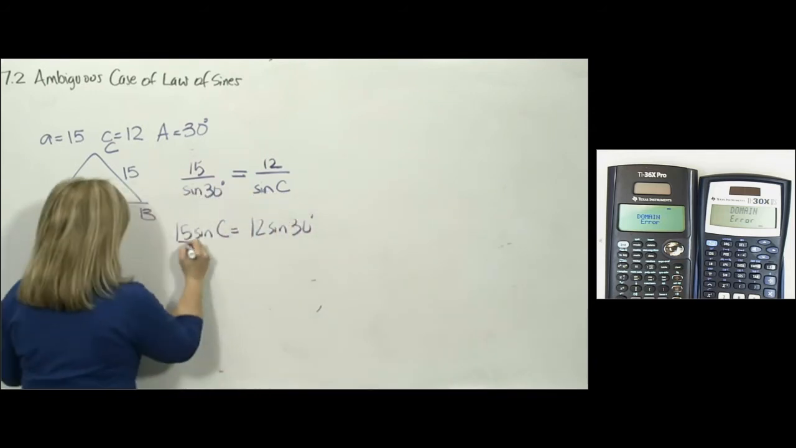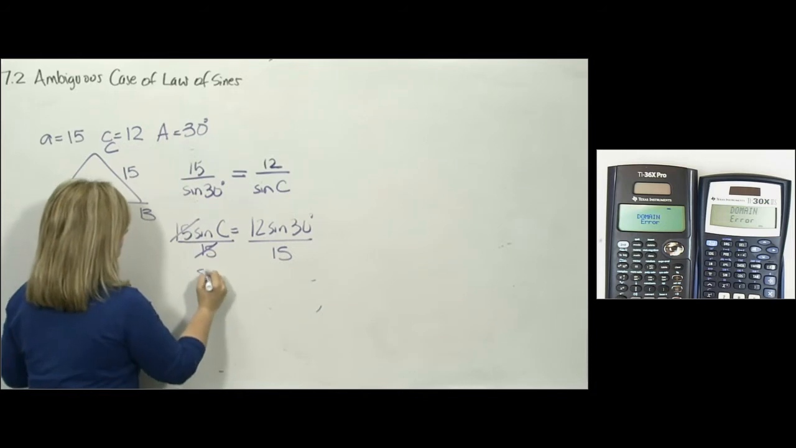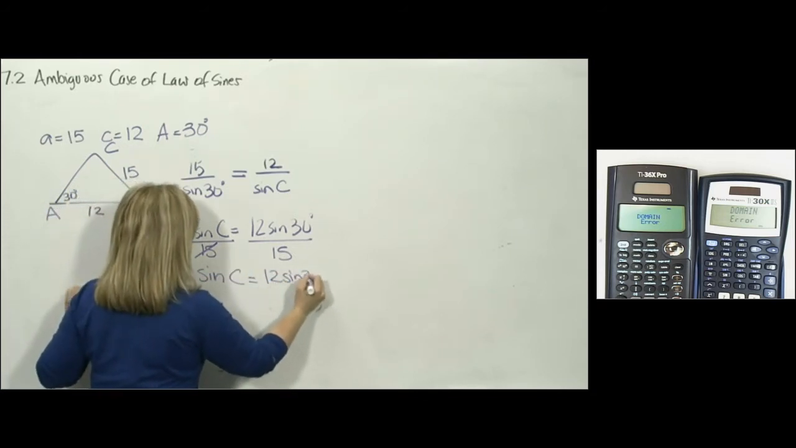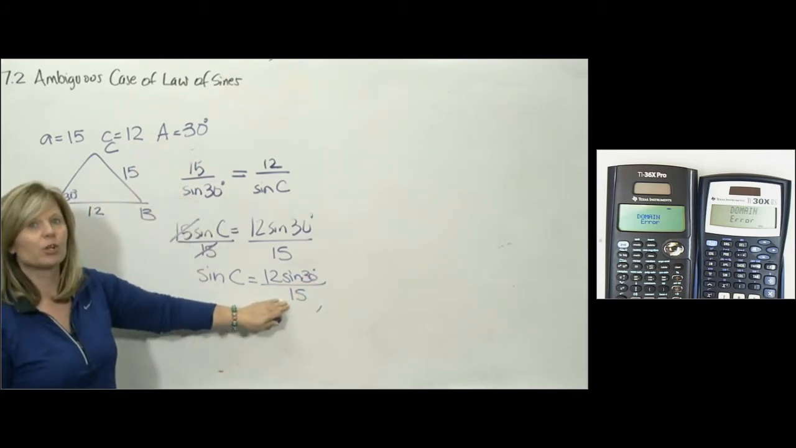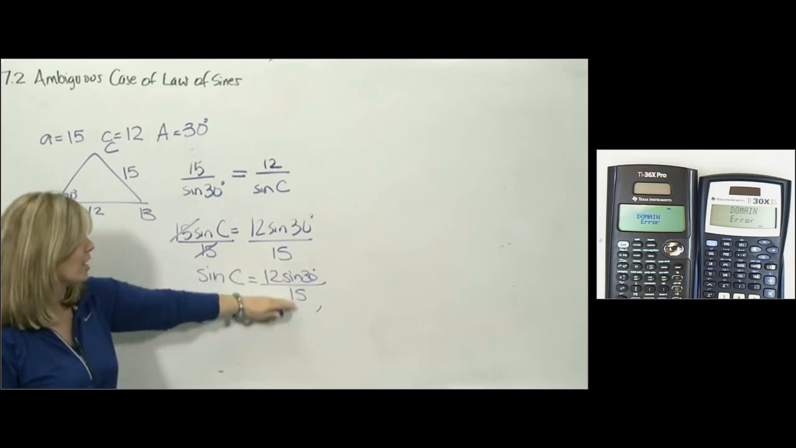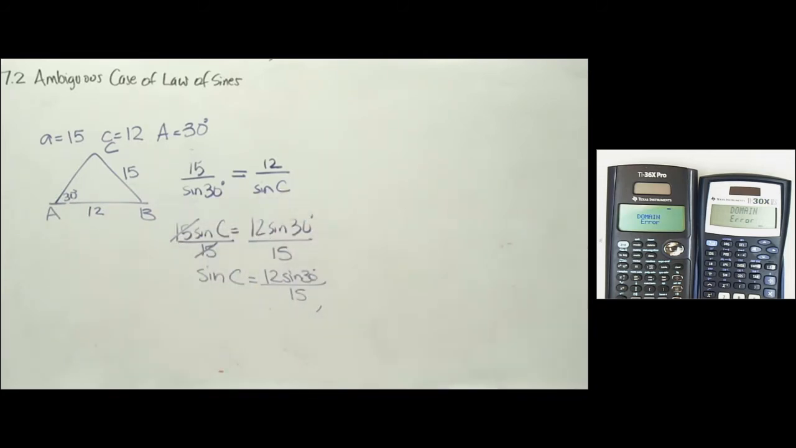I've got to get sine C alone, so I'm going to divide by 15. Sine C equals 12 sine 30 degrees over 15. So now we have no choice but to go to the calculator. To get an angle measurement out, you must change the fraction to a decimal. Here we go. All right. Clear.